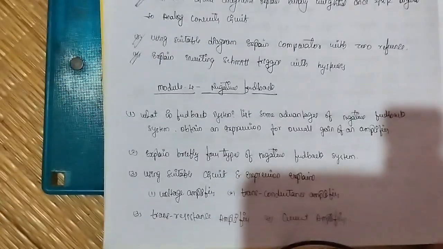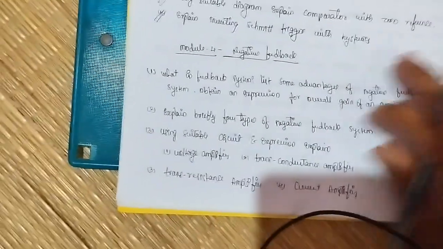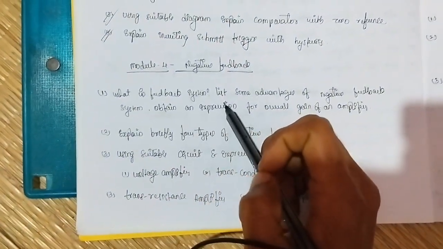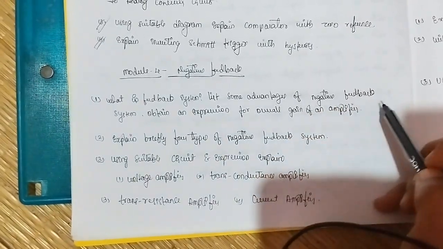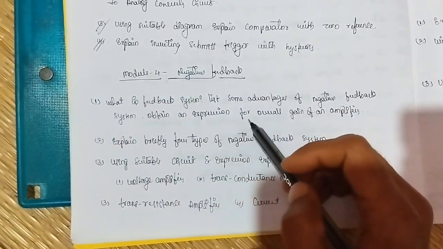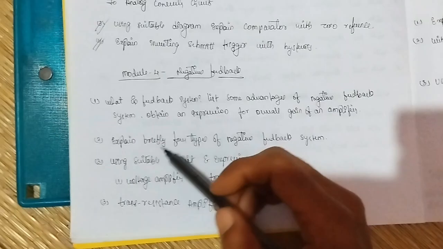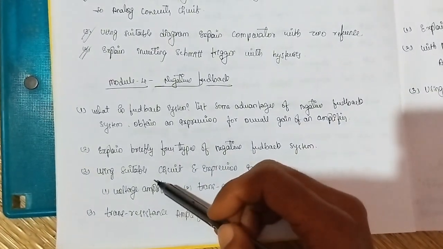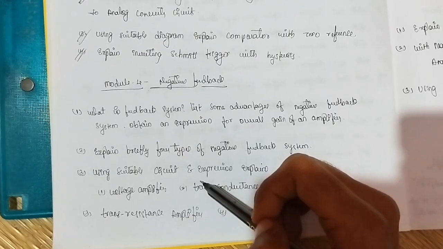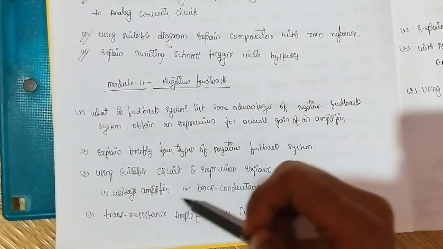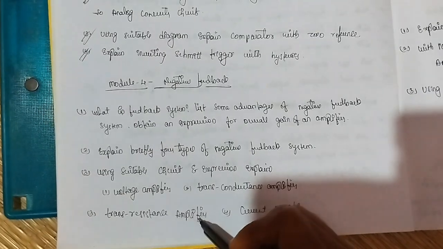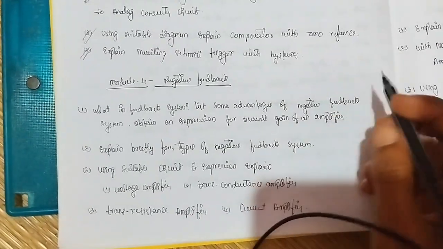So if we study the fourth module, negative feedback: what is a feedback system? List the advantages of a negative feedback system. Obtain the expression of overall gain of the amplifier and explain briefly the four types of negative feedback using a suitable circuit diagram and expression. Explain the voltage amplifier, transconductance amplifier, transresistance amplifier and current amplifier. This is also very important.